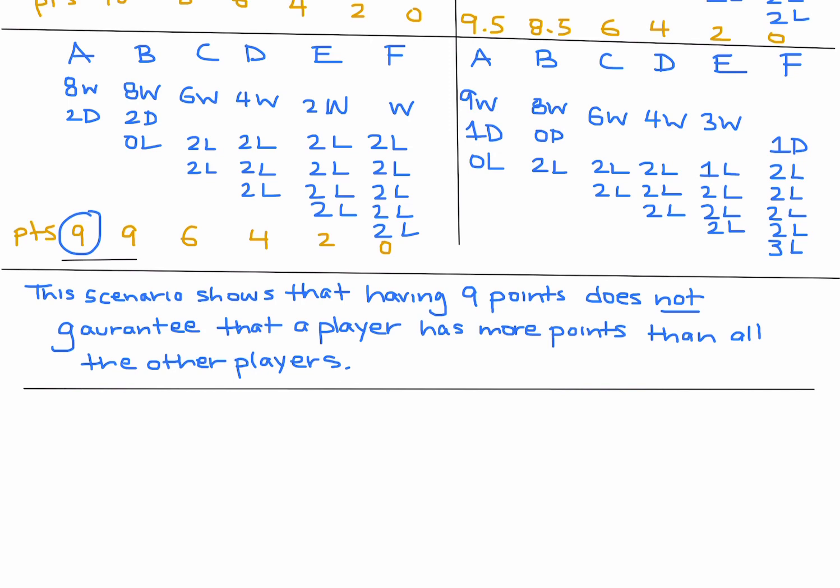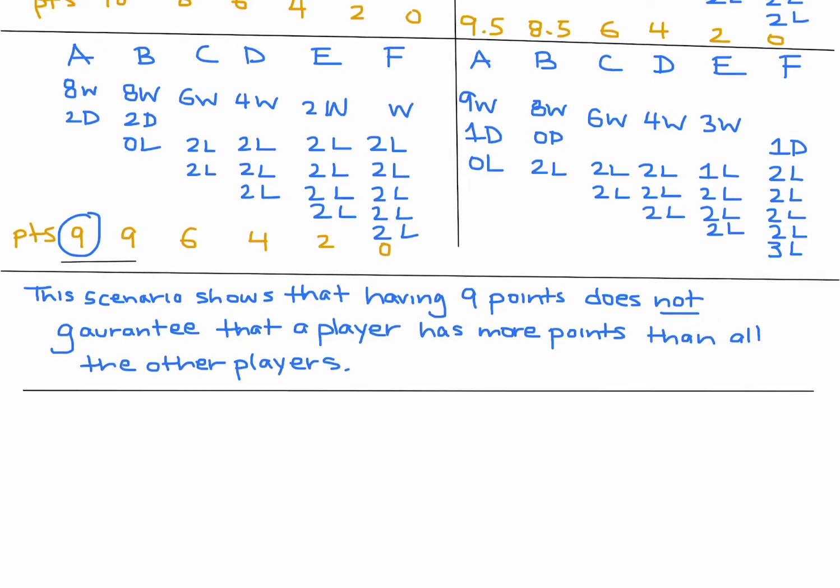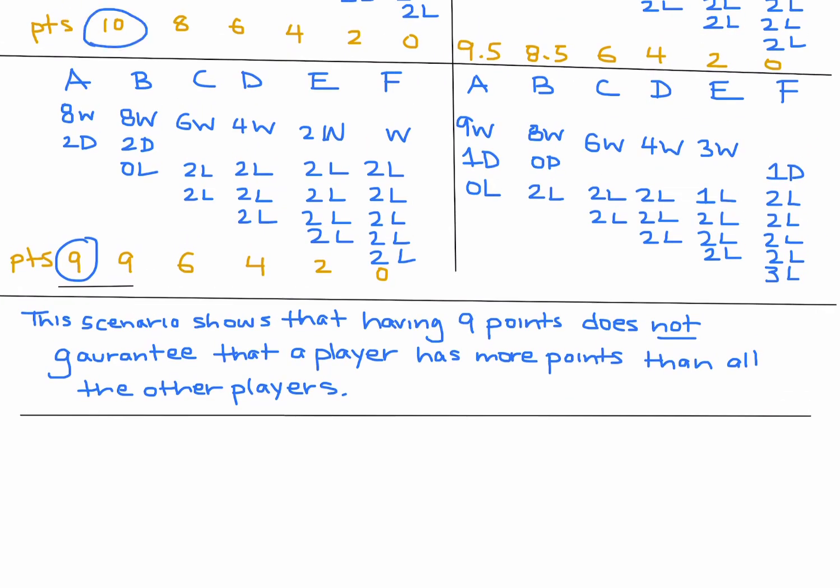As I've shown above, if a player has 10 points, which was shown here, or has 9.5 points, it is guaranteed that that player will have more points than all the others. But if he has 9 points, like here, it is not guaranteed.